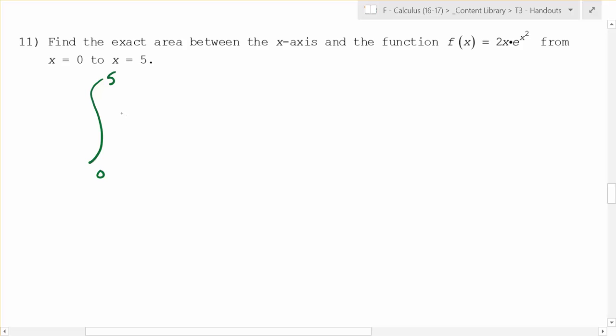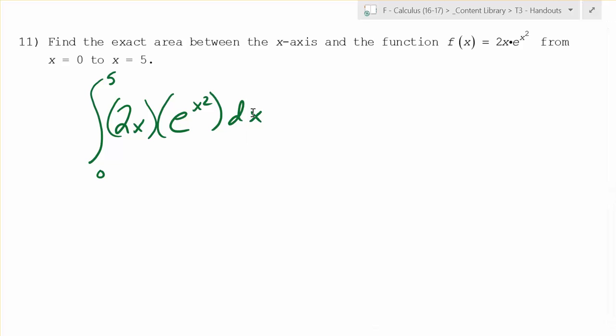What's the function? 2x e to the x squared dx. What type of integral is this? This is a definite integral, but what method do you have to use to integrate this? We only know like one method. W substitution. What do you think w is going to be, David? Since you got this right before, what do you think w is going to be? Exactly. Do this out right now by yourself.